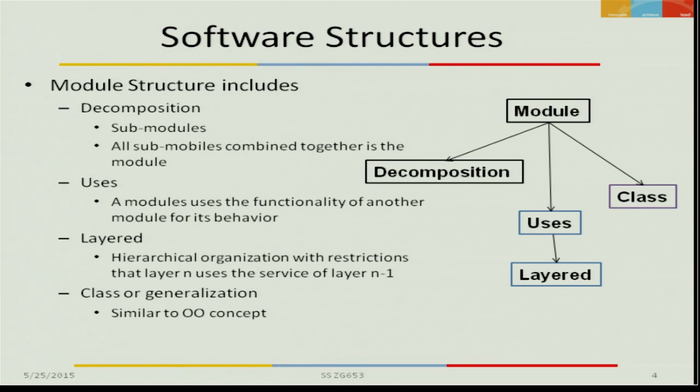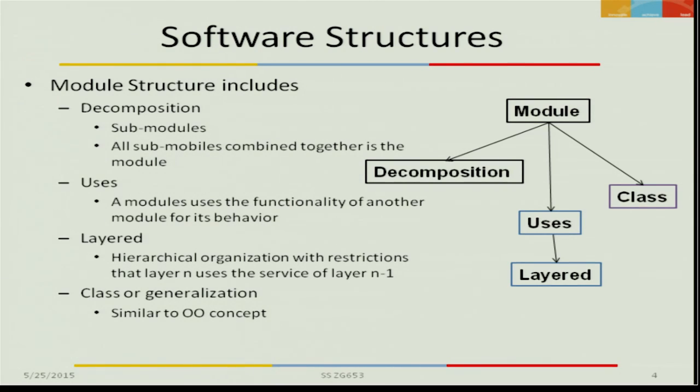Decomposition means that a module can be decomposed into a set of submodules. So when you are using the module structure and describing a view using it, oftentimes you will be using modules and submodules, a module consisting of submodules. The meaning here is that all the submodules are combined together to form the higher level module.